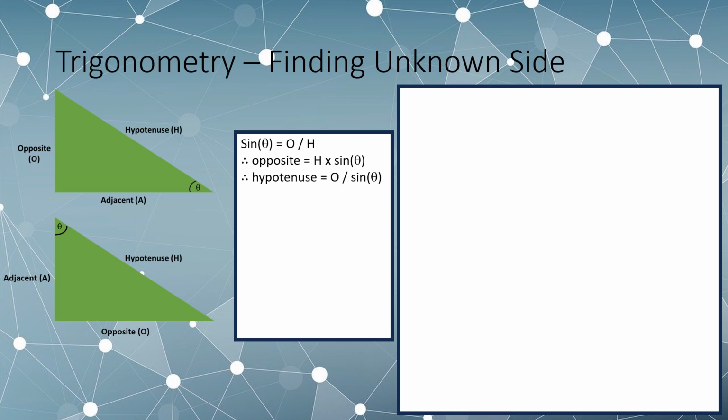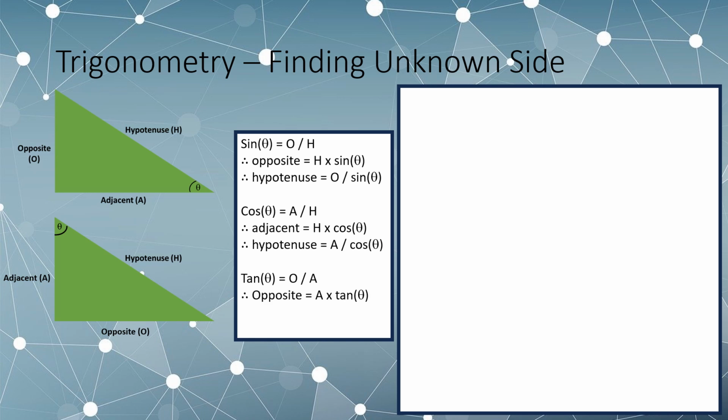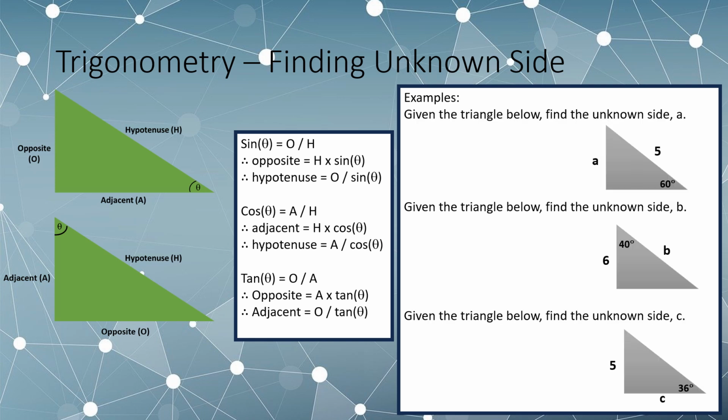This process can be repeated for cos of our angle, getting us the adjacent equal to hypotenuse multiplied by our cos of our angle, and our hypotenuse is equal to the adjacent over cos of our angle. It can then also be repeated for tan of our angle, where the opposite is equal to the adjacent multiplied by tan of our angle, and the adjacent is equal to opposite over tan of our angle. Let's use this idea now to go through some examples.